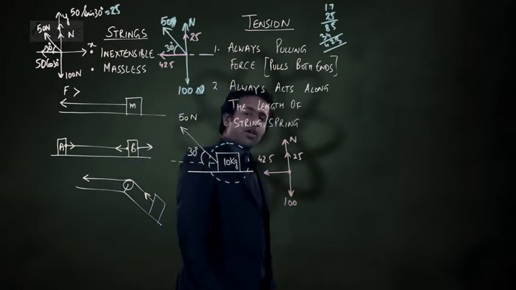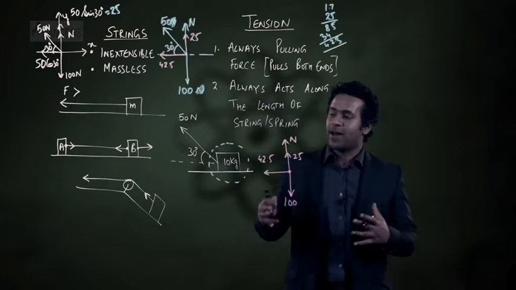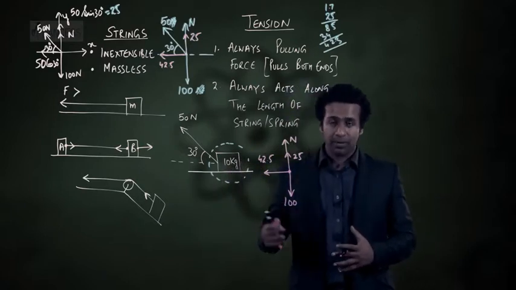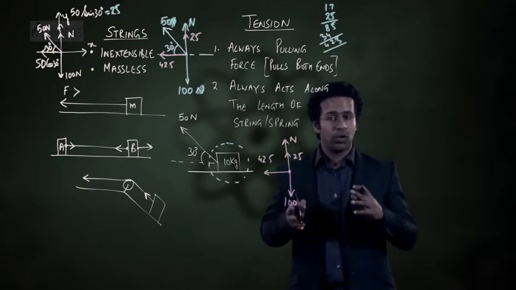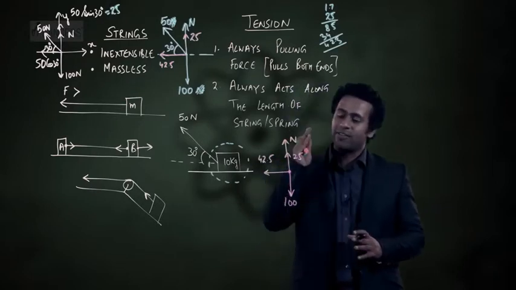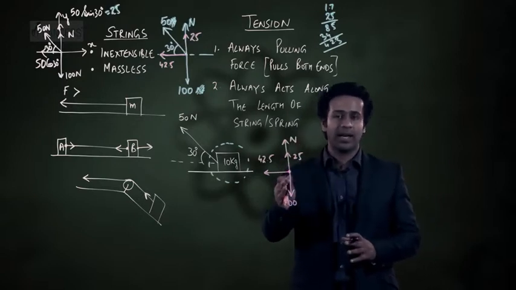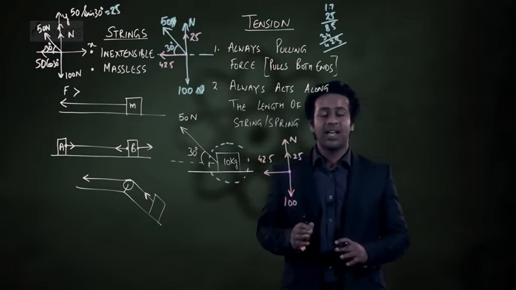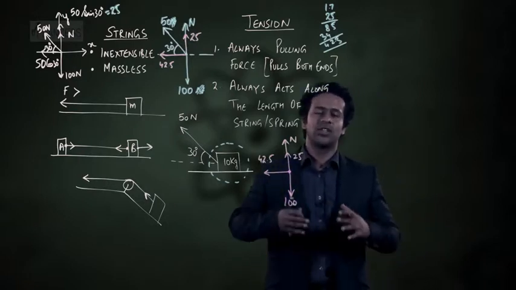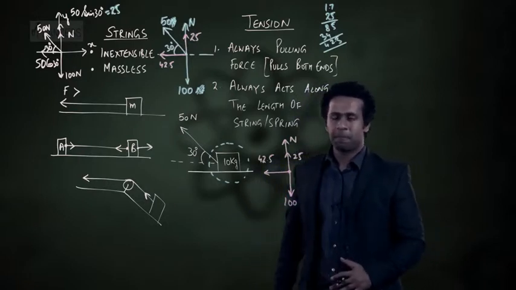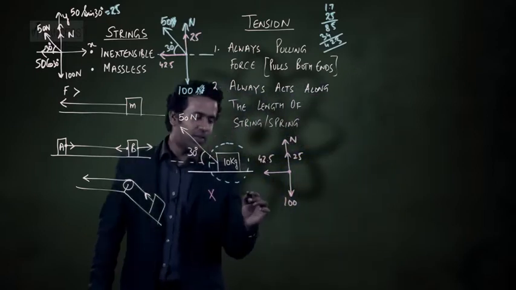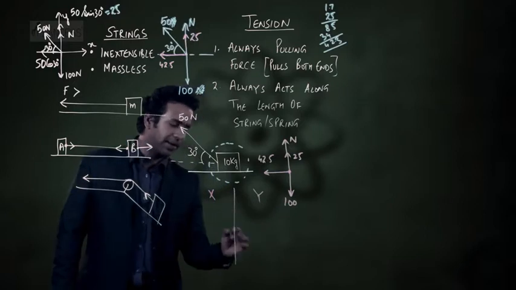Right. So far we have identified our system, we have drawn a free body diagram, and we broke down the force which was not aligned with the coordinate axis. Now we have a simplified free body diagram where all the forces are aligned with the axis. From here on, the analysis is once again very simple.